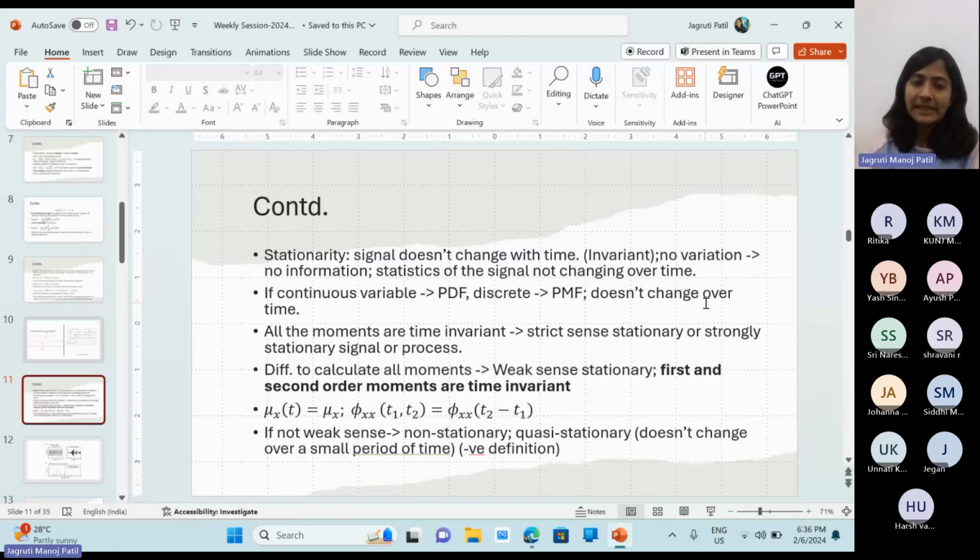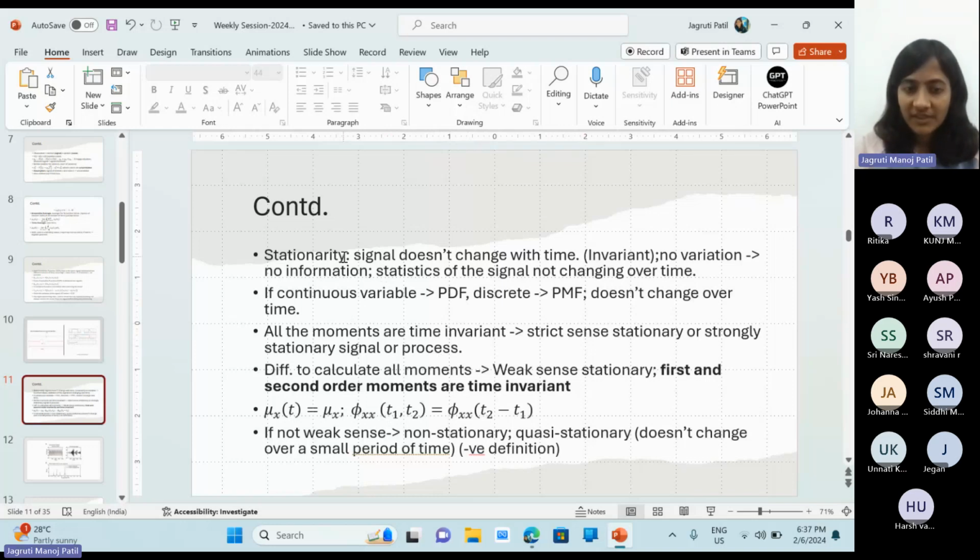And there's also a possibility that this PDF and PMF would be the same. Now you might ask how a continuous variable's PDF can be the same as a discrete variable's PMF. The thing is, if you sample the continuous variable in a way that it mimics your discrete variable, which was supposedly the signal that you were trying to see, then if you map the probability distributions of both of these, they would be the same.